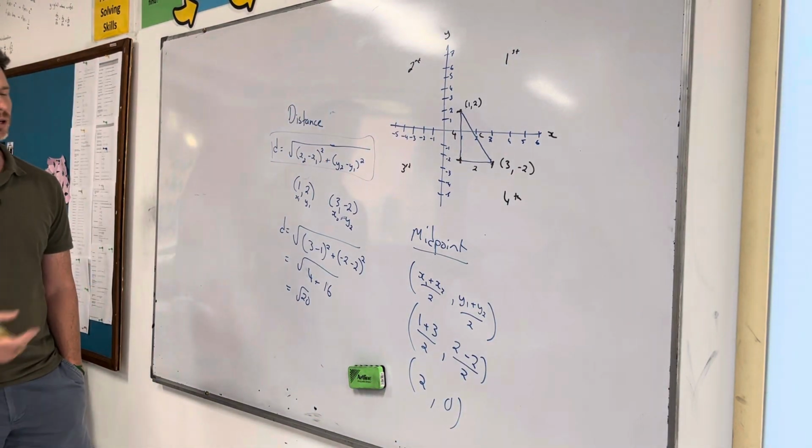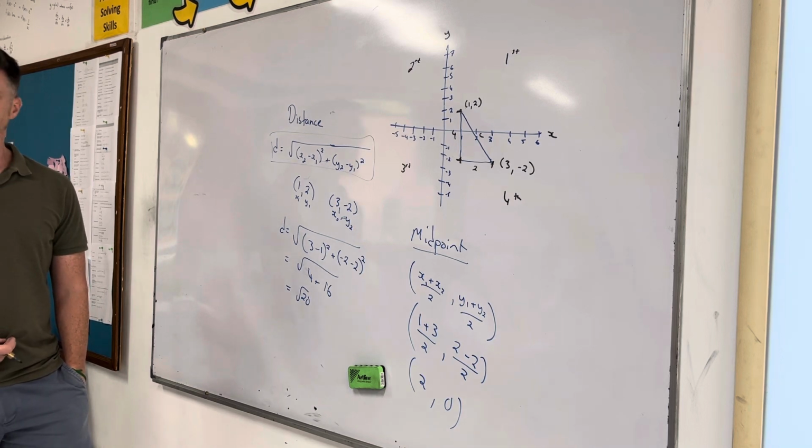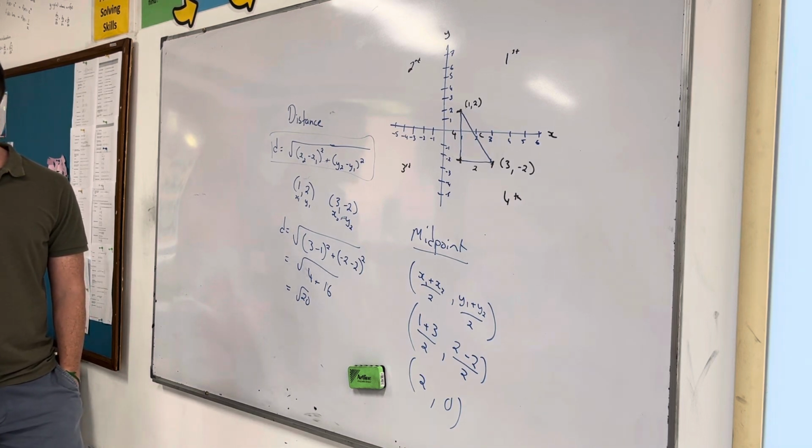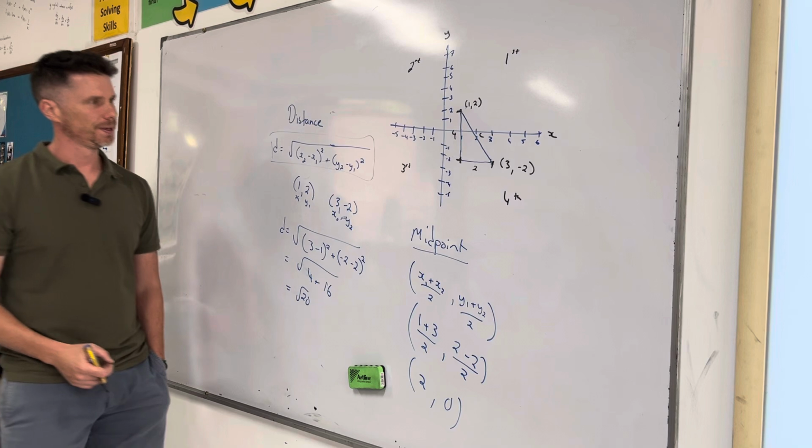Now my scale is clearly off, but that's the midpoint, halfway on the x, halfway on the y. So add those two up and halve them. Okay.